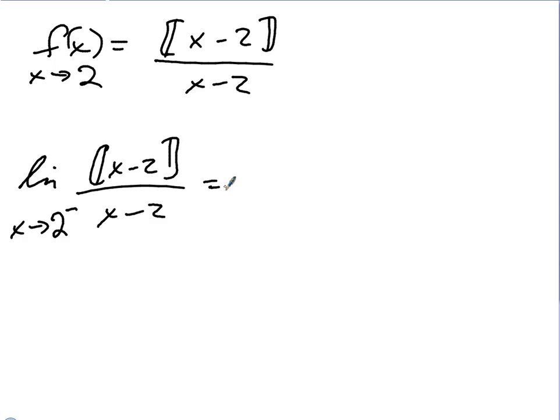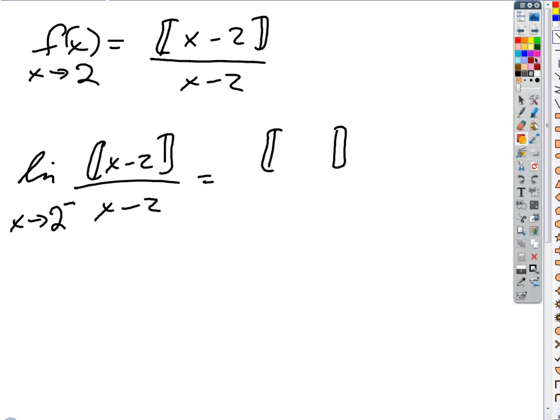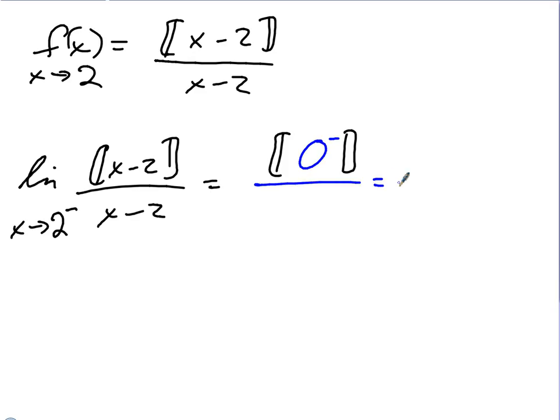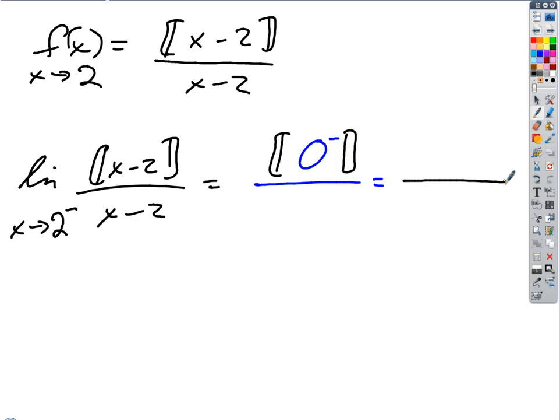Now, what am I getting on the top? If I'm plugging in for x something like 1.99999 something, then this is going to look like the greatest integer of what number in there? How would you describe that number? It's going to be 0 negative, isn't it? Yeah, it's going to be 0 negative. So if I'm taking the greatest integer of 0 negative, let's just focus on the numerator for a second. Then we'll deal with the denominator in a second. What's that going to be?